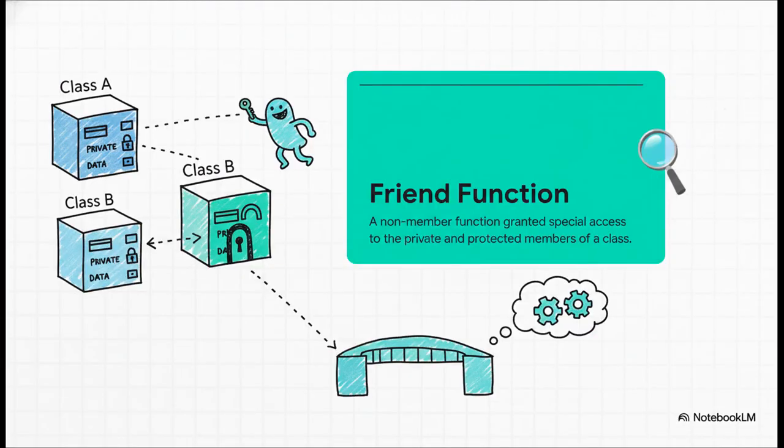But what about a function that isn't a member of the class? What if it needs to see the private stuff? Well, for those special cases, C++ gives us something called a friend function. A class can basically declare an outside function as a friend, and that gives it a special key to come inside and access its private members. It's a really powerful tool, but one you use carefully to build bridges between different kinds of objects.